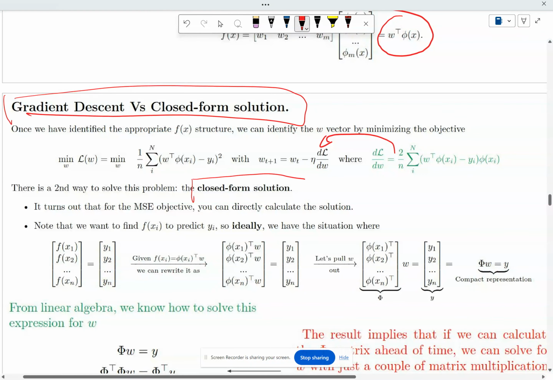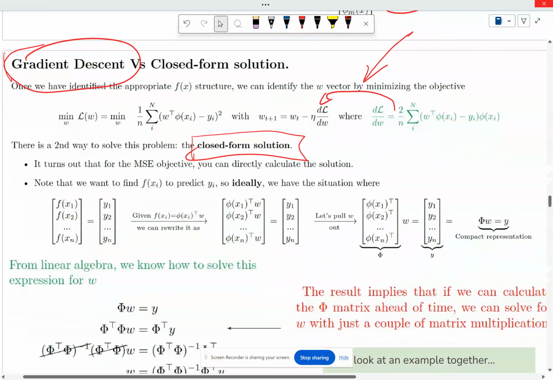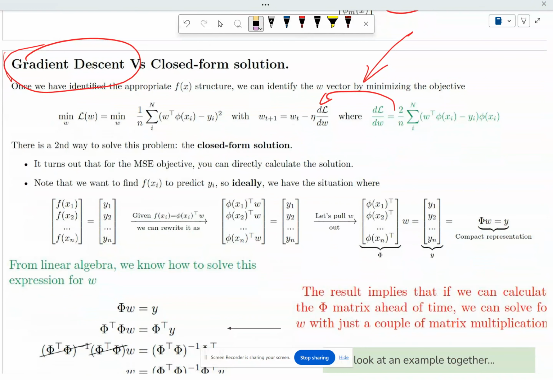This is called a closed form solution. So the previous one was called the gradient descent method, right? We learned the gradient descent. But there's a second way called the closed form. And the way we look at closed form is actually quite easy. So there's a better derivation, but I think if you can look at it the way I'm about to present, it's good enough. So here it is.